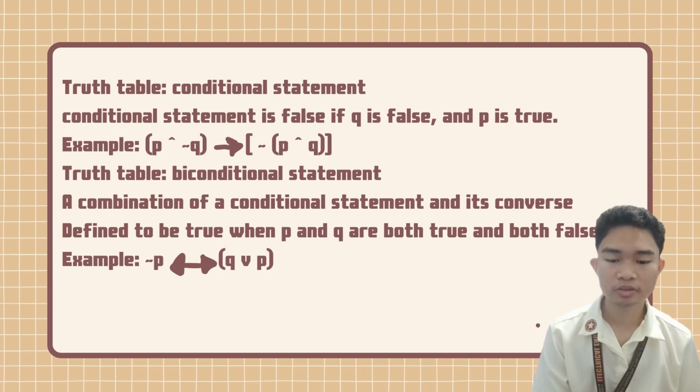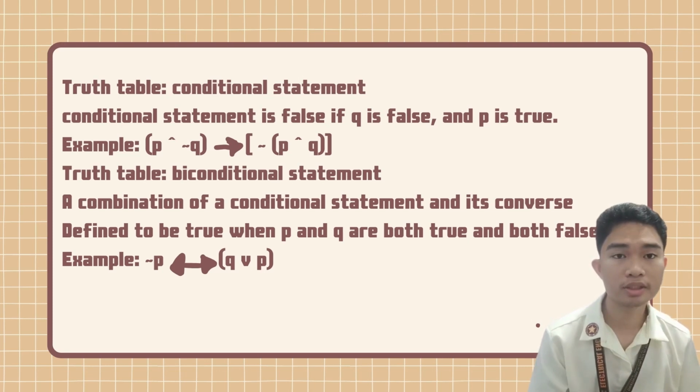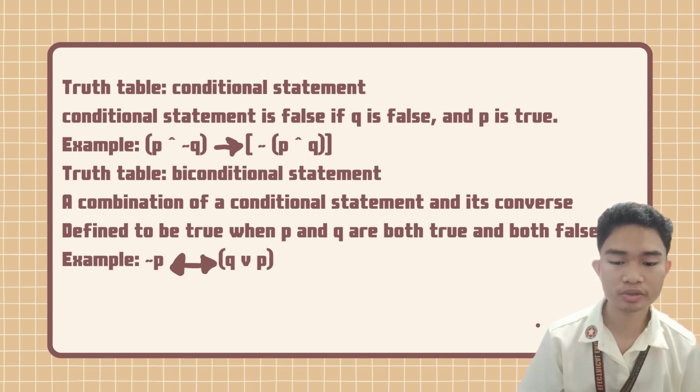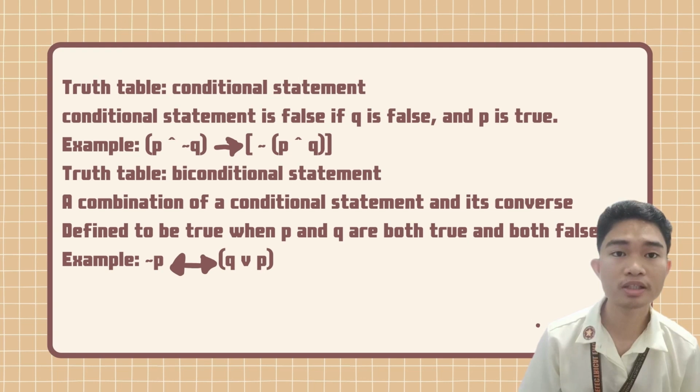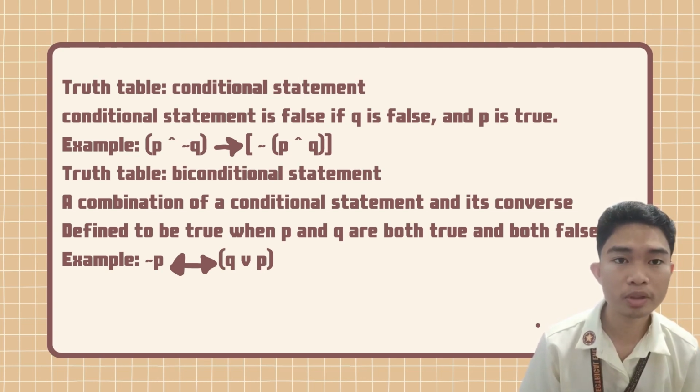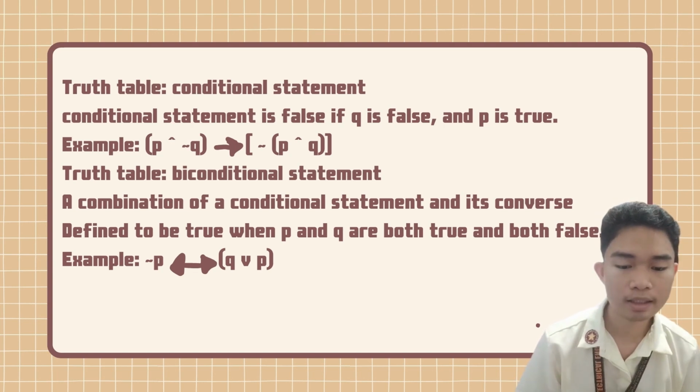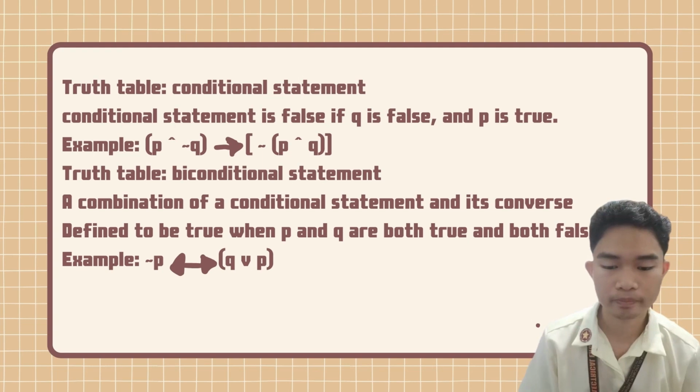In constructing a truth table, a conditional statement is false if Q is false and P is true. So remember that it will become false if Q is false and P is true. It will only become false sa ganyang situation. So try to answer the example.